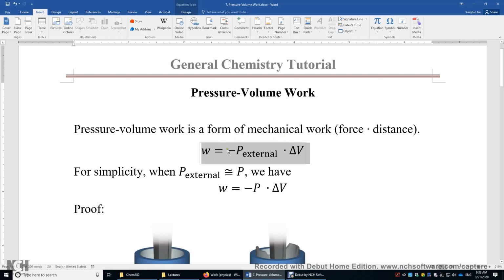Remember, we have a negative sign here, and then this is the pressure of the surroundings. This V is the volume of the system. For simplicity, we usually consider cases in which P external is approximately equal to P, and then we can simplify this equation to work. The pressure volume work is equal to negative system pressure times the change of the volume of the system. Here's the proof.